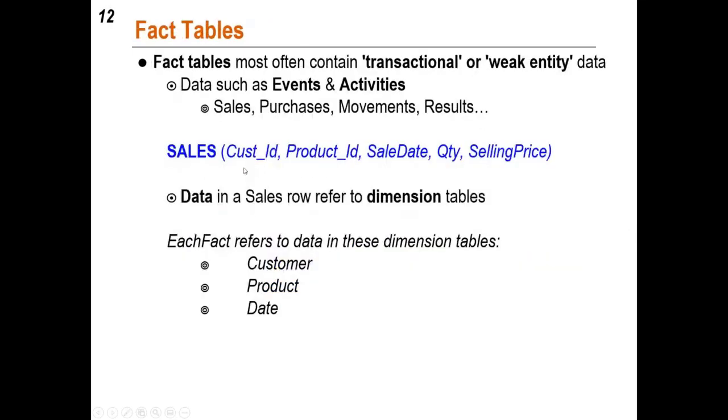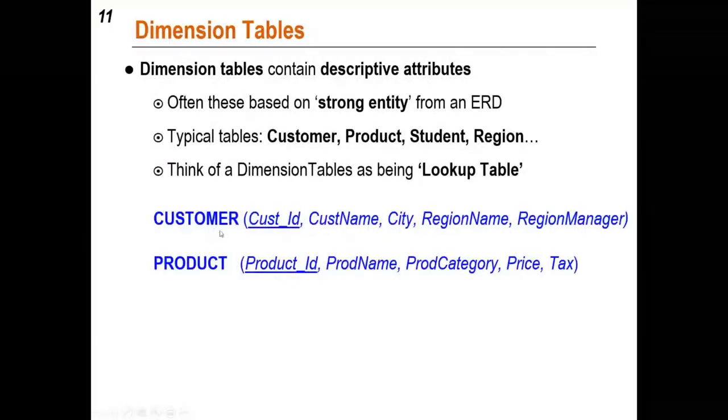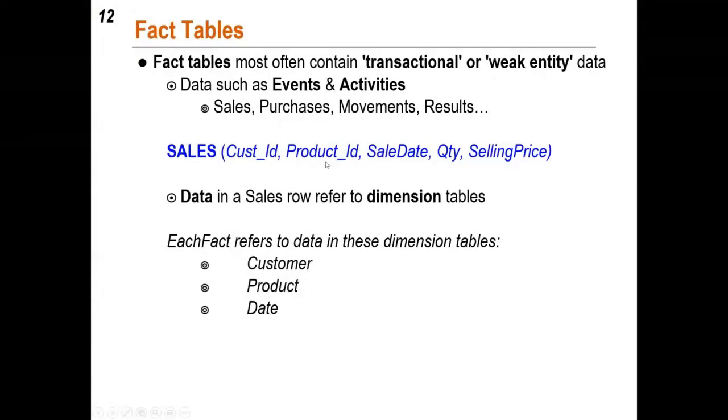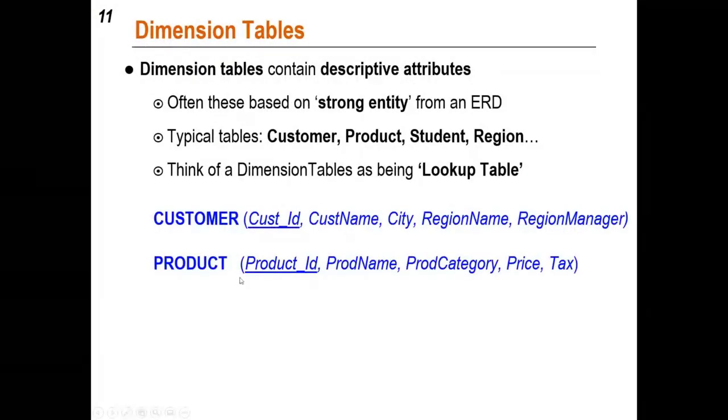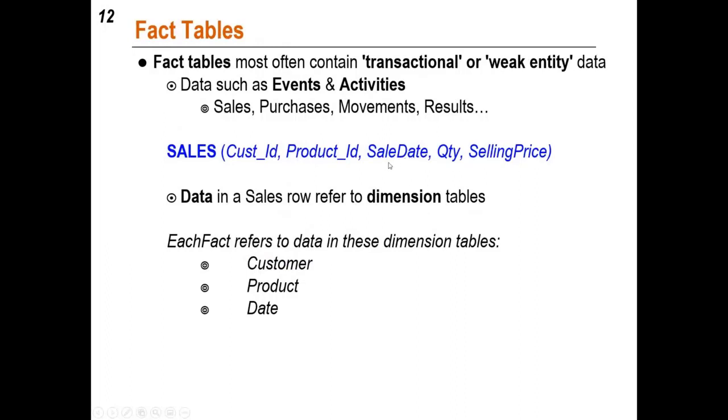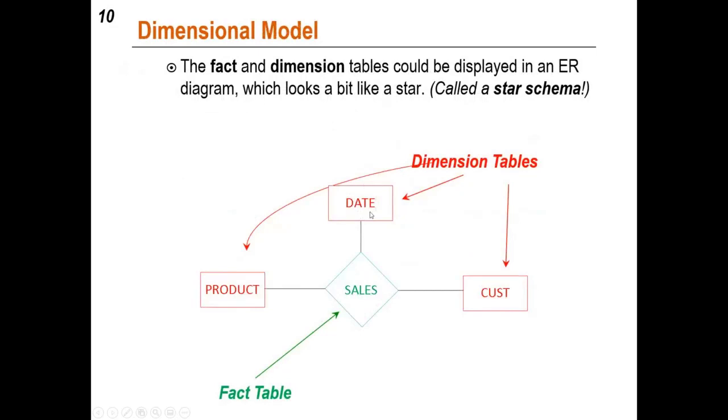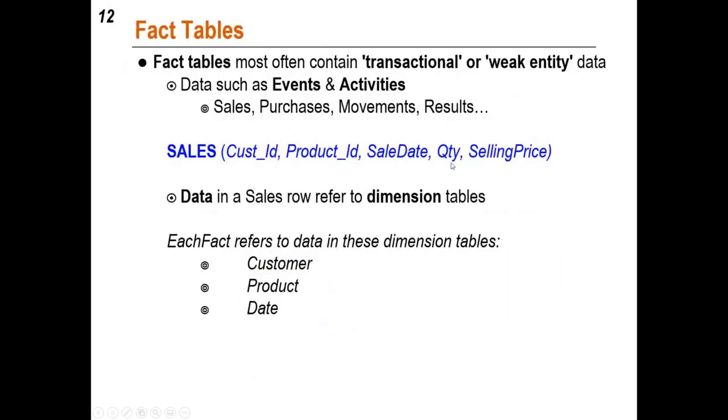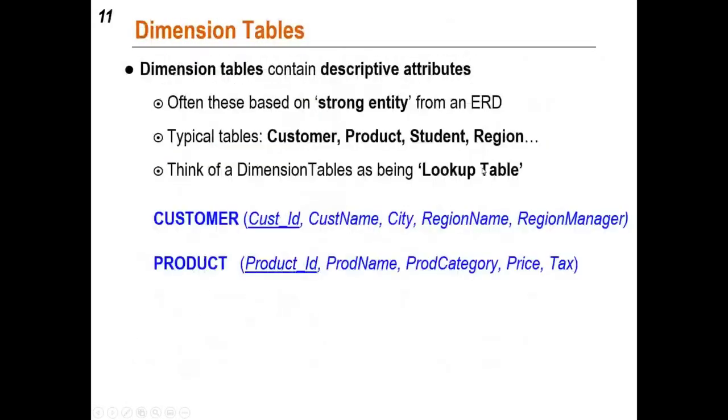So in this case, we have customer ID, which is pointing to the customer table, and then we have the product ID, which is pointing to the product table, and then we have the sales date, probably pointing to the date table, right? And then the quantity and selling price are the real facts in this particular context. So maybe the quantity is the real fact, selling price may be coming from the product table as well, or maybe some other table.